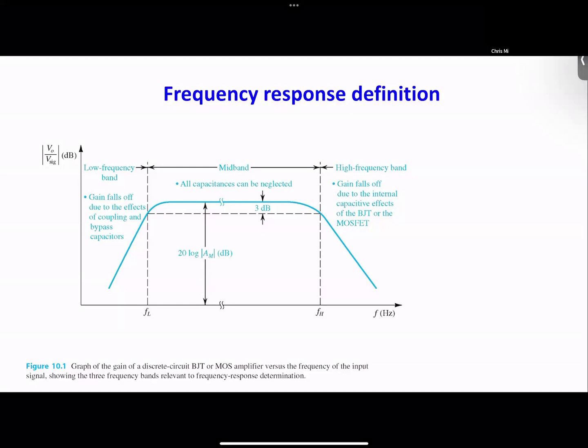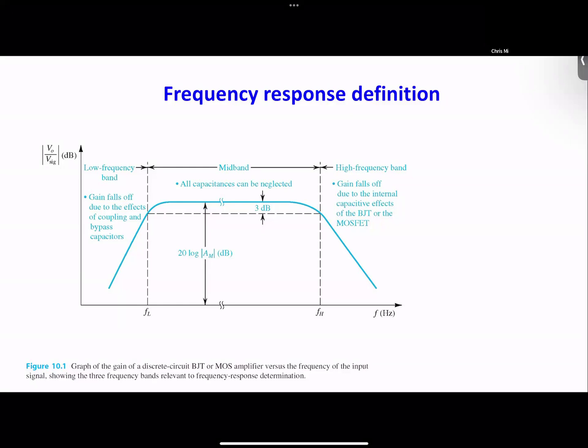And what we have looked at so far is the middle band. Now, you might question what the middle band is. Well, the middle band is relative, depending on your application. Everybody's middle band is different. For 2.4 gigahertz, 2.4 gigahertz is your middle band. But if I'm working at 60 hertz, 60 hertz is my middle band, right? So it all depends on the application.